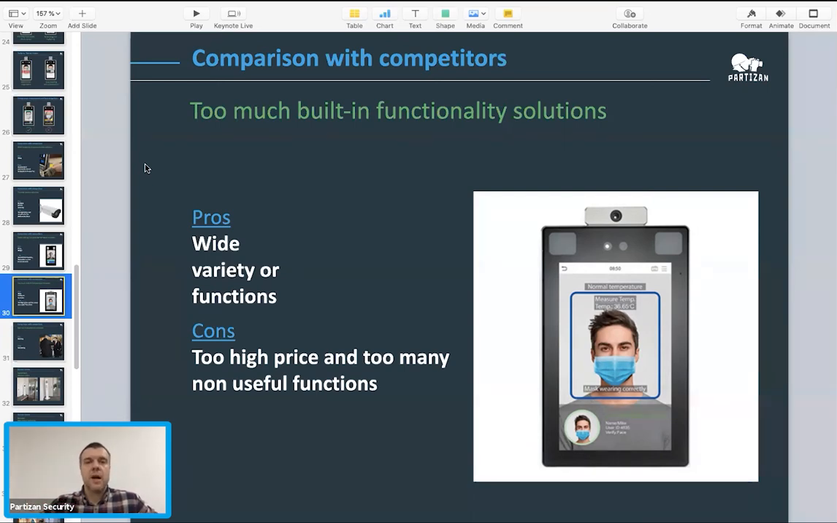So it's quite enough to make some decision about opening the door or not. So again, it's not really a strong competitor for us. In most cases, for example, the price is too high, and there are a lot of different functions which are really non-useful for most cases, if you are targeting some SMB business, of course.